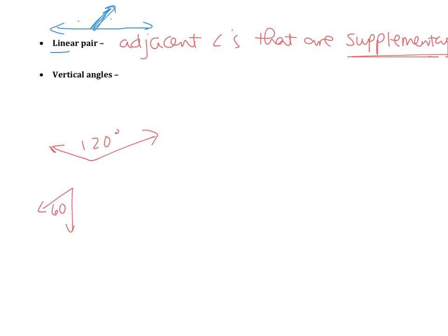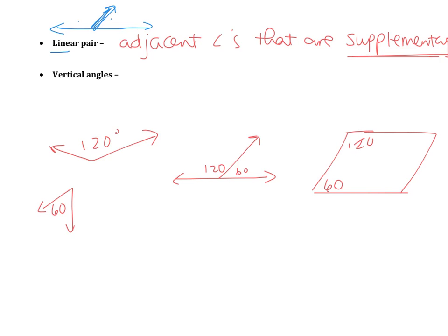Okay? All right, so now if I did the following, where I said this is 120 and this is 60, is this a linear pair? Yeah. Because now they're next to each other, they're sharing that side, and they add up to 180. Okay? Well, eventually we're going to talk about parallelograms. Opposite angles of a parallelogram are congruent, and adjacent angles are supplementary. So like the ones next to each other like this, 120, and this one's 60. Is that a linear pair?